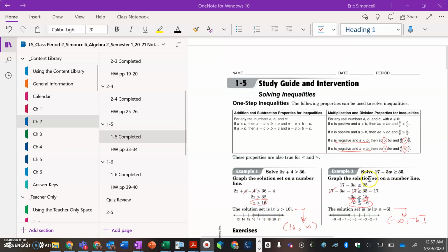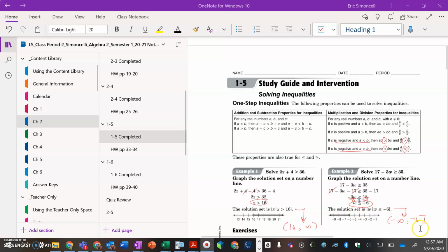Example 2. Solve 17 minus 3w is greater than or equal to 35. So the same principles apply with balancing the equation. As you can see, subtract 17 from both sides, and it's going to cancel there. And you'll end up with negative 3w is greater than or equal to 18. If you divide both sides by negative 3, you're left with w is less than or equal to negative 6.